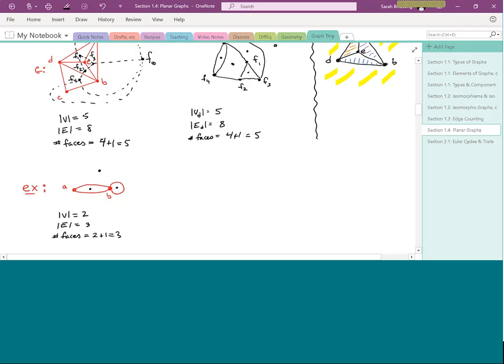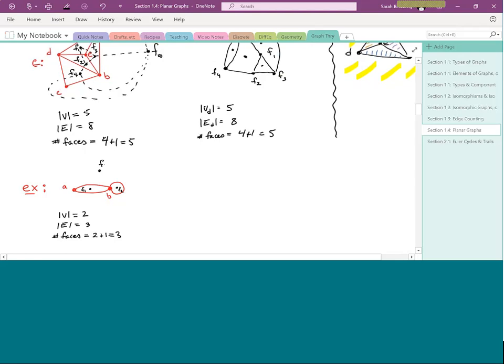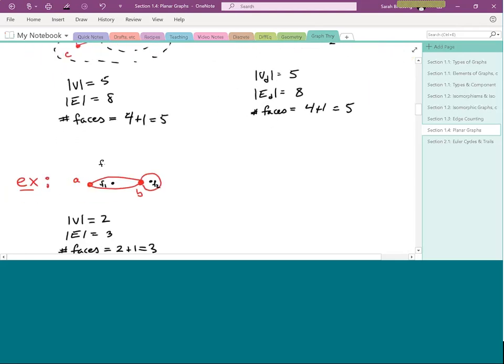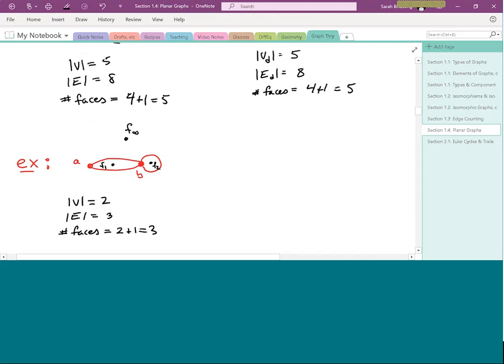Now, if we look at the dual, let's go ahead and label these guys. We have F1, F2, and then F infinity. And let me blow this up a little bit so you guys can see it better, since those F1 and F2 got a little tiny. Okay. Now, when we put in the edges, remember, we're going to have how many edges that we're going to be dealing with.